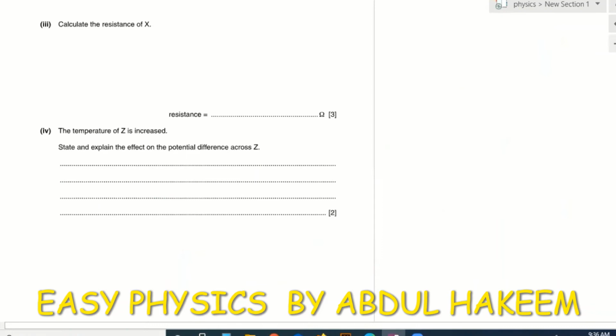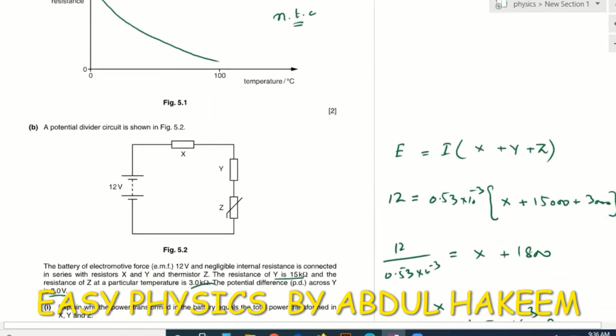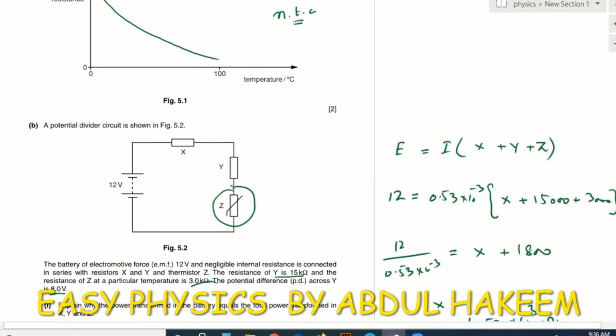And the next question: the temperature of Z is increased. State and explain the effect on the potential difference across Z. If the temperature of this thermistor increases, its resistance decreases and the current in the circuit increases, but the potential difference across Z will decrease because in series, voltage is directly proportional to R.